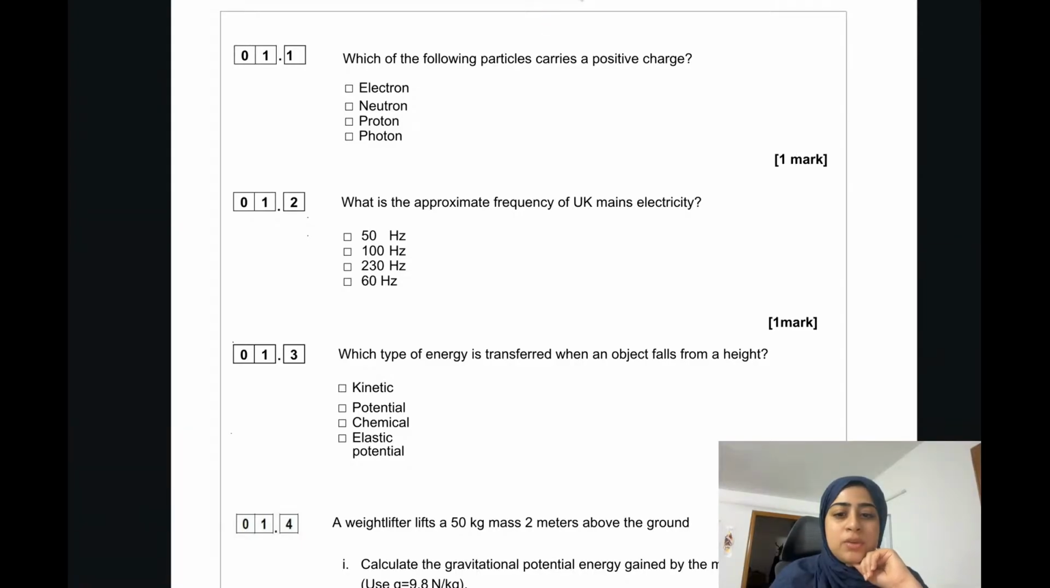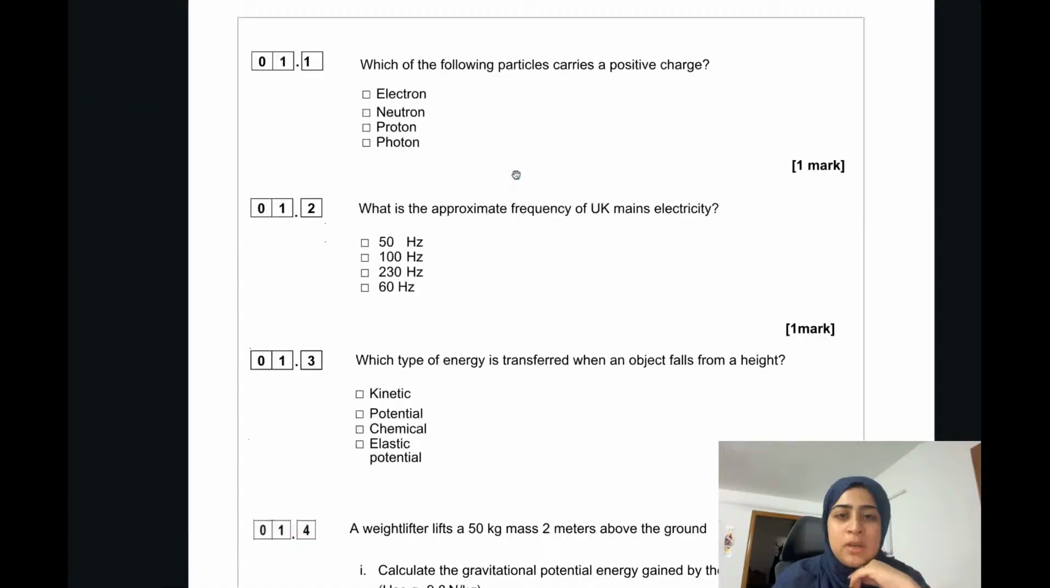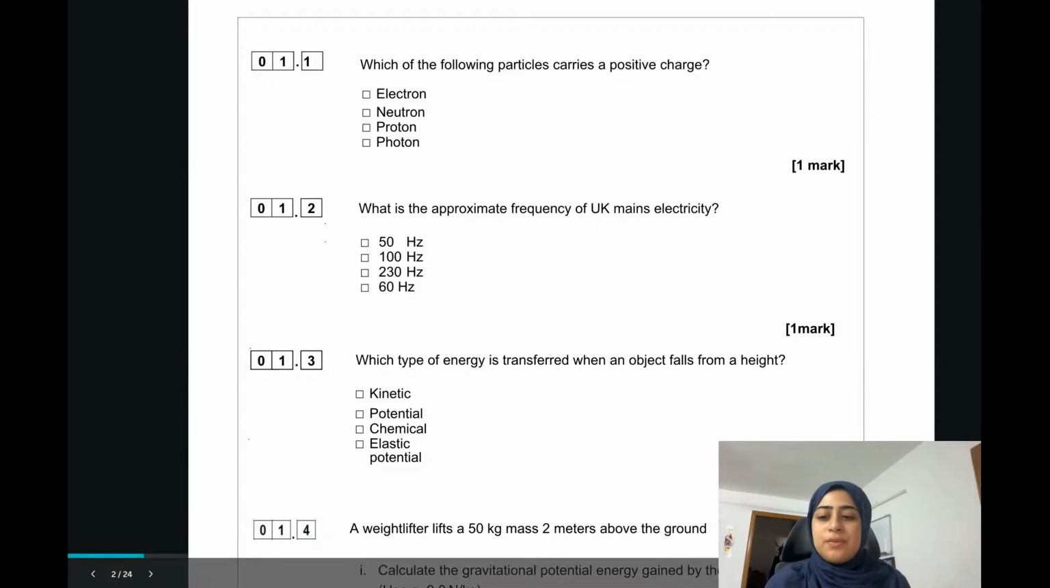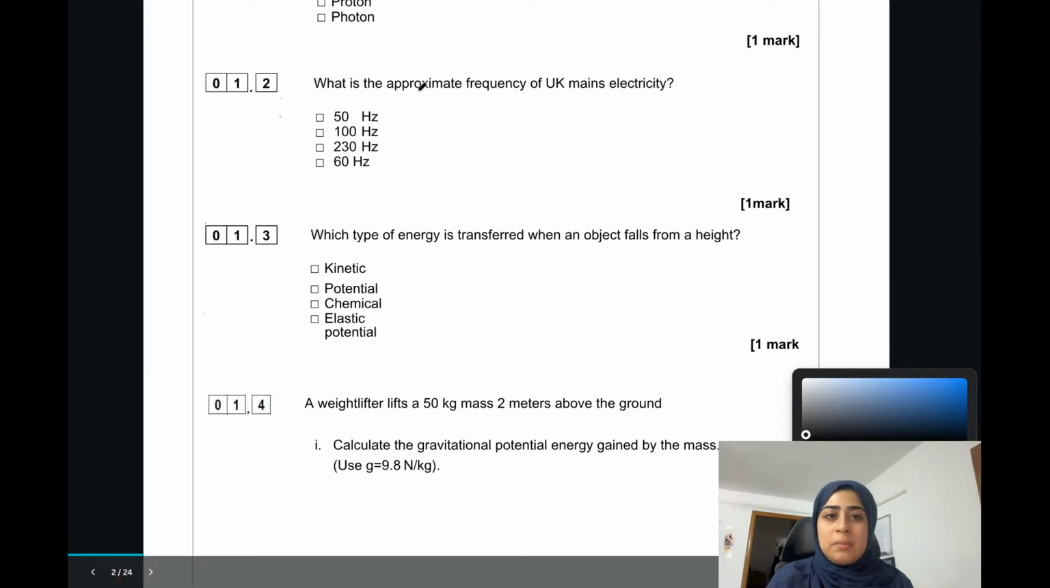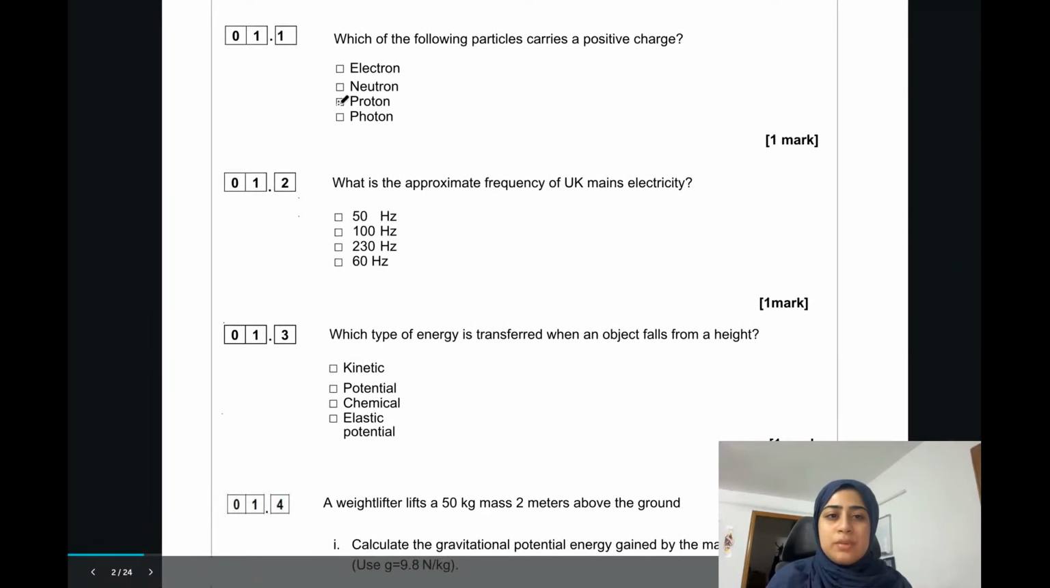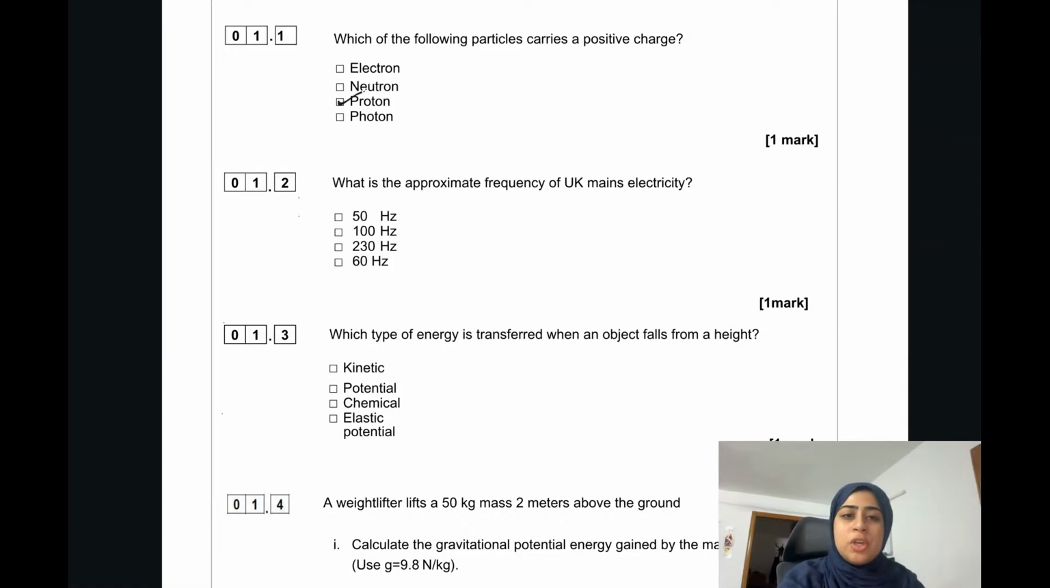Okay, so firstly, let's go through question 1. It says, which of the following particles carry a positive charge? Okay, so for this one, we know straight away that it's going to be a proton. Yeah, so protons carry a positive charge. Neutrons are neutral, so they don't have any charge, and electrons have a negative charge.